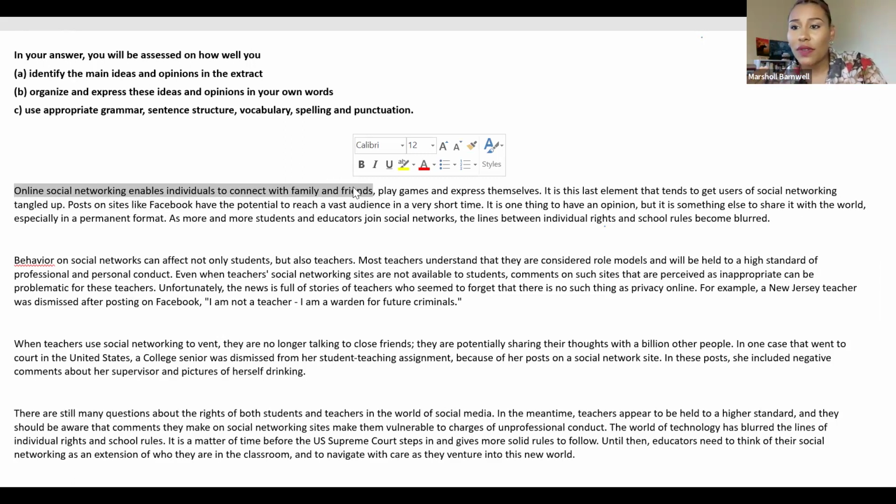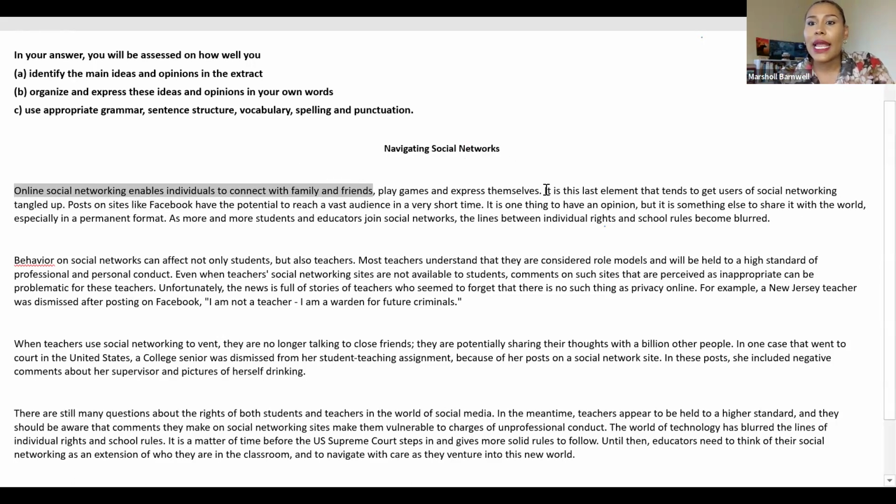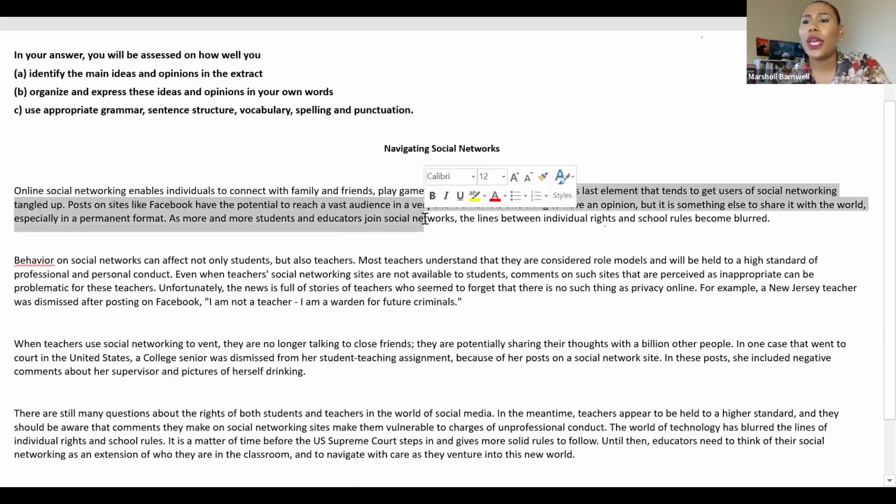However, the nature of the information we will then look to see. It is the last element that tends to get users of social networks tangled up. So when you hear the words tangled up, you don't need to use the words tangled up. You can just say incriminate. You know, it can get you in trouble. It can have negative effects or it can have dire consequences. You don't need to use the words tangled up.